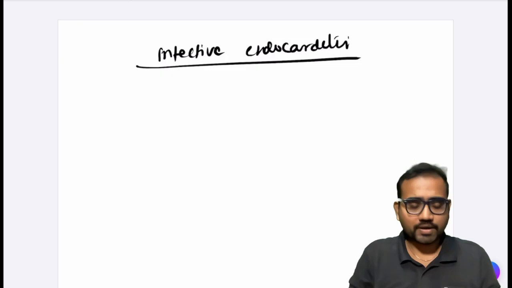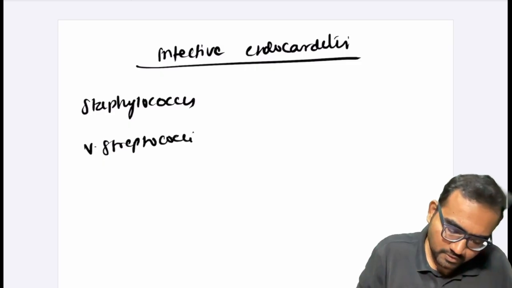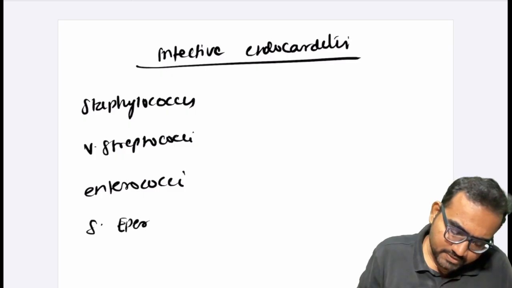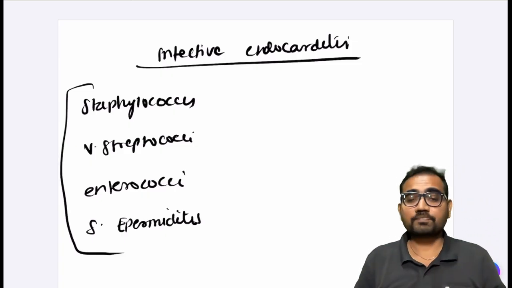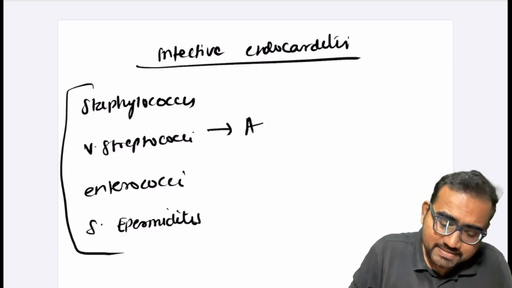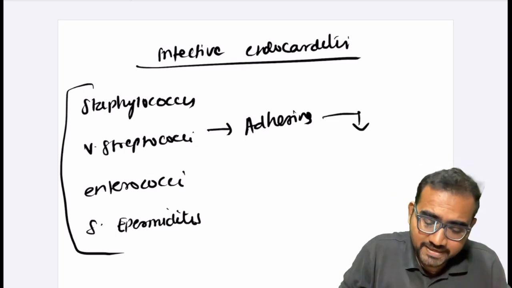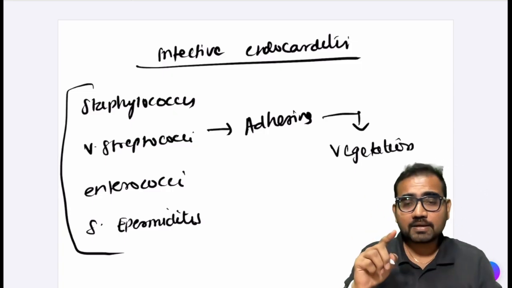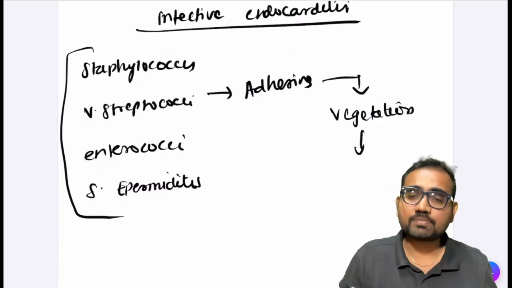So what happens, say for example, staphylococci or viridans group of streptococci or enterococci or Staphylococcus epidermidis. See, these organisms have a capacity, they release adhesins. These bacteria release adhesins that bind to the vegetation. The vegetation is already formed, it was sterile, later it is invaded by the bacteria. So these vegetations become non-sterile.